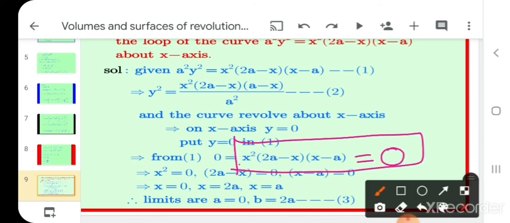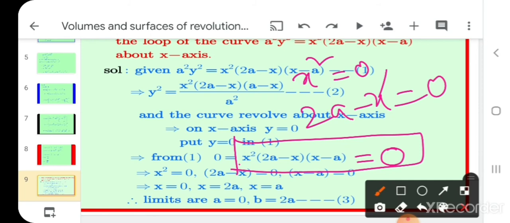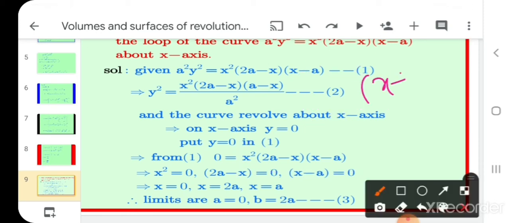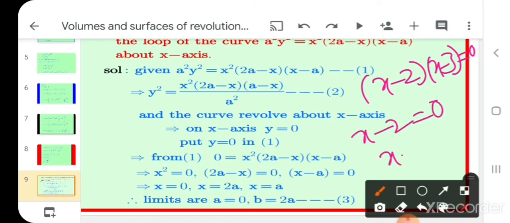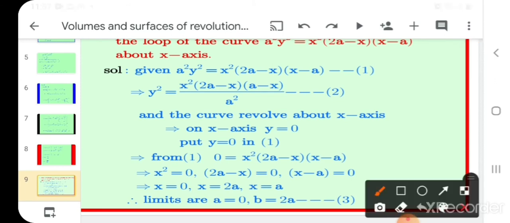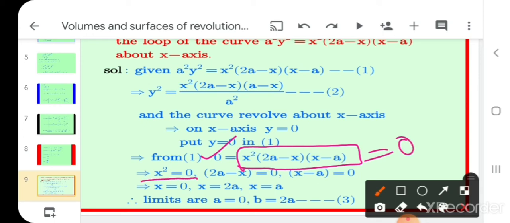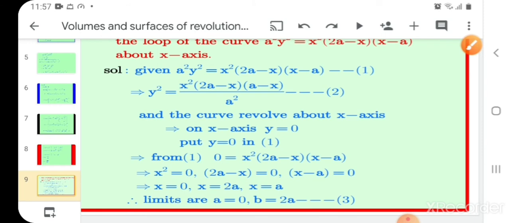And then what do we write next? That implies x square equals 0, 2a minus x equals 0. Already in factored form, so we write it like this. Okay, x minus a equals 0. Is it clear? If we have x minus 2 into x minus 3 equals 0, what do we write? x minus 2 equals 0 and x minus 3 equals 0. Similarly, what do we have here? x square into 2a minus x into x minus a equals 0. So I write x square equals 0, 2a minus x equals 0, x minus a equals 0. Okay, is it clear? The curve revolves about the x-axis.